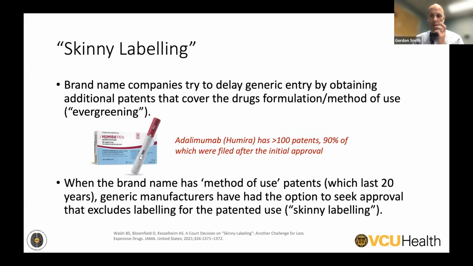So a method of use patent, which is the change in formulation or unique indication of the drug, those last 20 years. Now they're granted earlier in the process usually than an exclusivity period. But historically, generic manufacturers have been able to get approval for the generic as long as they exclude labeling for the patented use. So Humira has over 100 patents. And obviously here we're getting into biosimilar approaches, but a generic version would move forward if it just steered clear of those method of use patents.